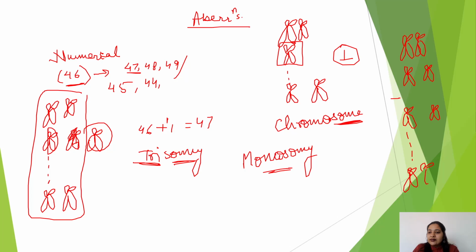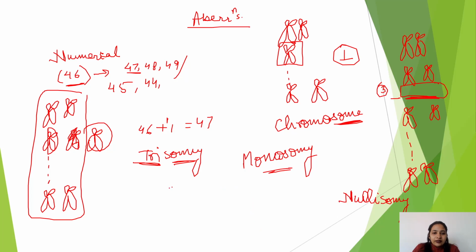Now if you see in the third pair, if this is the third number, we do not have any chromosome. Both the chromosomes are missing in this pair. So it is known as nullisomy. Why null? Because as you can see, there is no chromosome. That means the third pair is null. None of the chromosomes is here. So nullisomy. Clear?